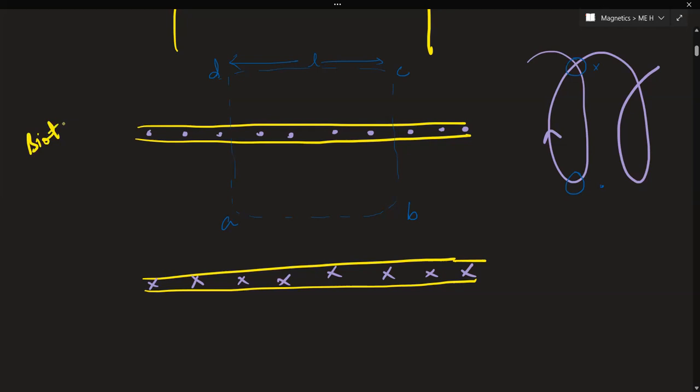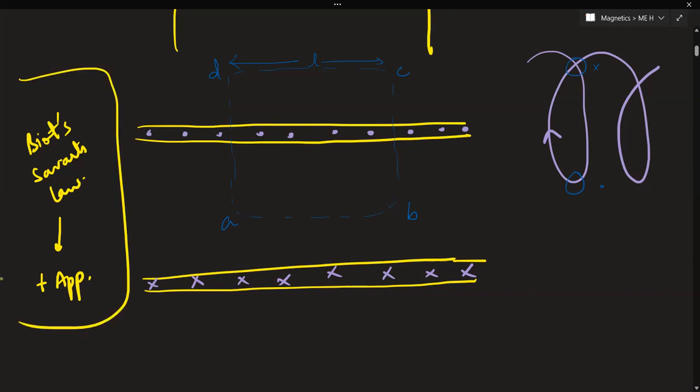Biot-Savart's law general formula, Biot-Savart's law, and its application. Application means all those derivations which you have done in the last class. Till the last class, magnetic field for a circular loop, magnetic field for the axis of a circular wire, all these derivations, right? So just that portion at least do it. You'll be at least clear about Biot-Savart's law.